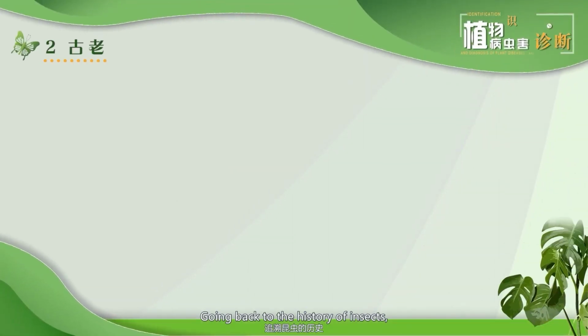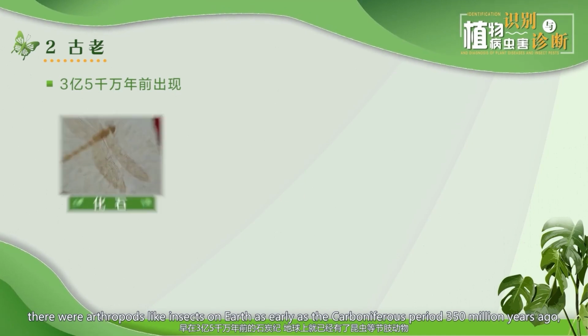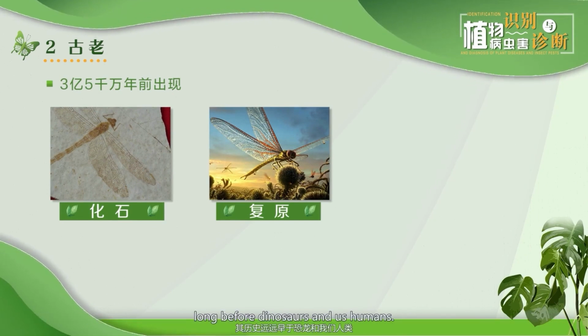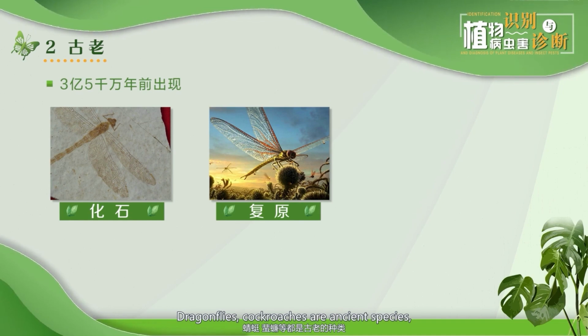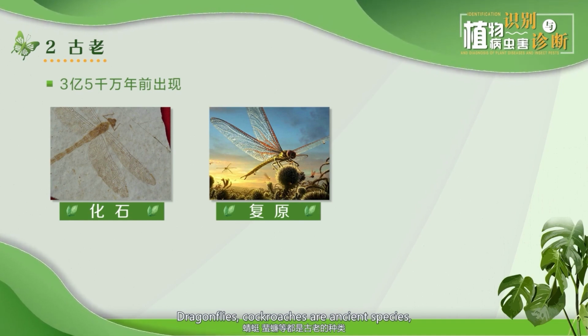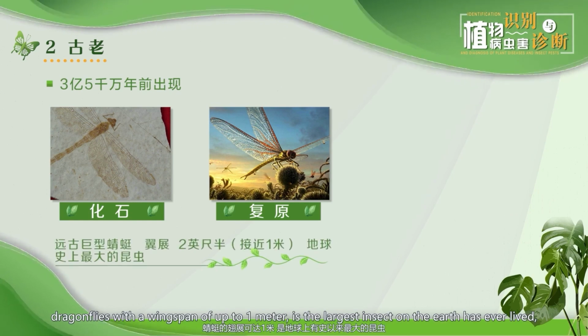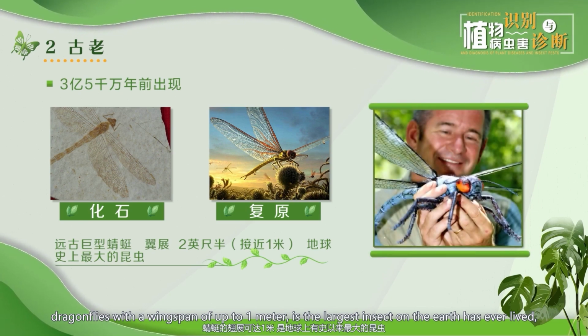Going back to the history of insects, there were arthropod-like insects on Earth as early as the Carboniferous period 350 million years ago, long before dinosaurs and us humans. Dragonflies and cockroaches are ancient species. From the fossils, it can be seen that dragonflies with a wingspan of up to 1 meter were the largest insects the Earth has ever seen.